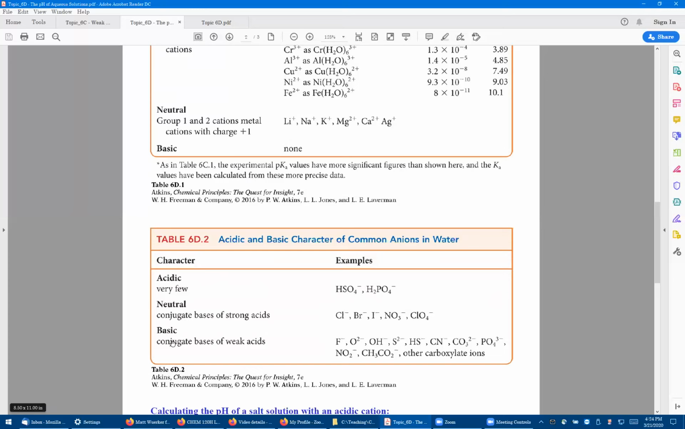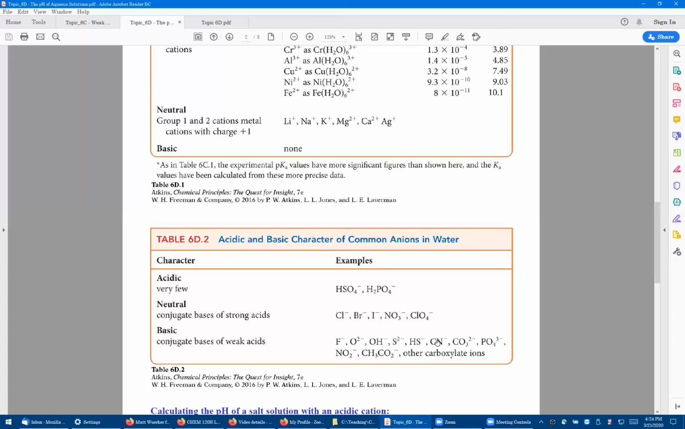Now, conjugate bases of weak acids. All right, there's a bunch of these. This is where most of them are. These are ones that have basic properties because they're the conjugate base of weak acids. For example, fluoride. Fluoride is the conjugate base of HF, hydrofluoric acid, which is a weak acid. OH minus, of course, is the conjugate base of water.